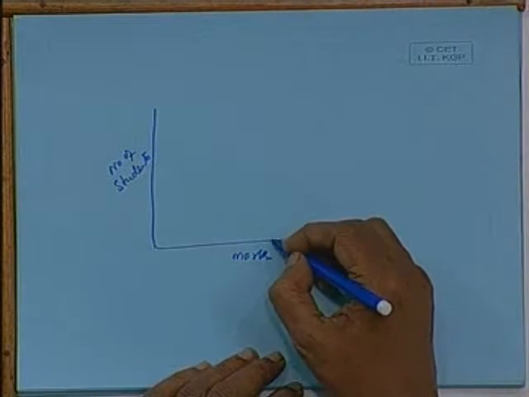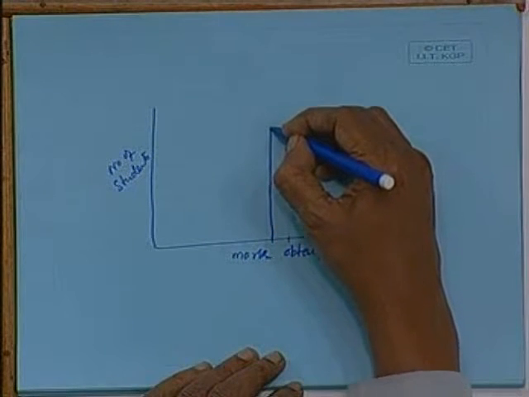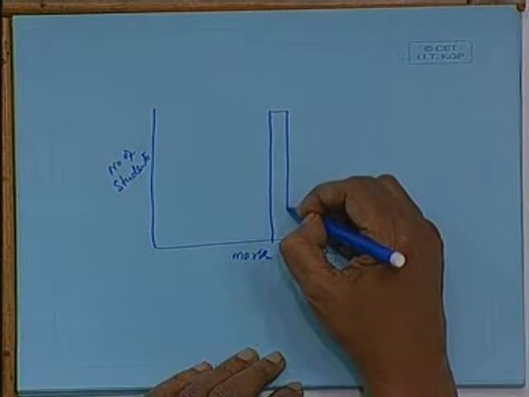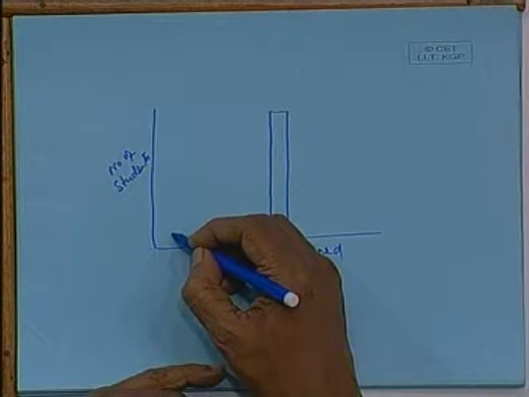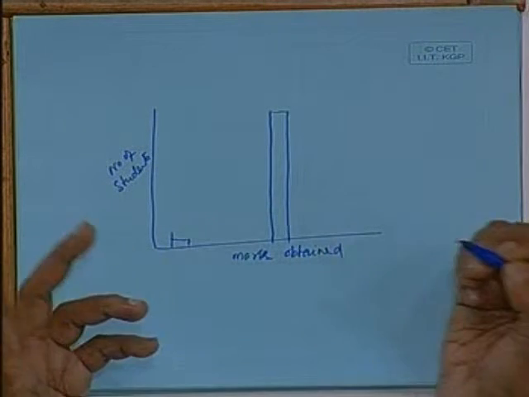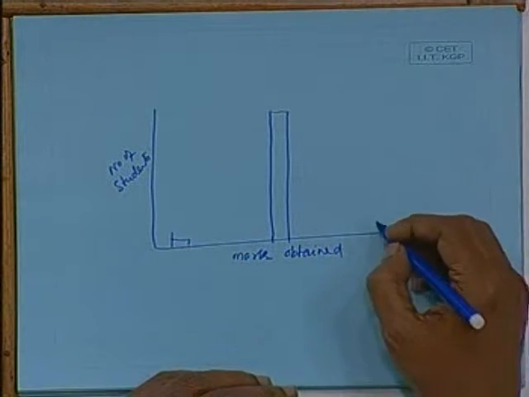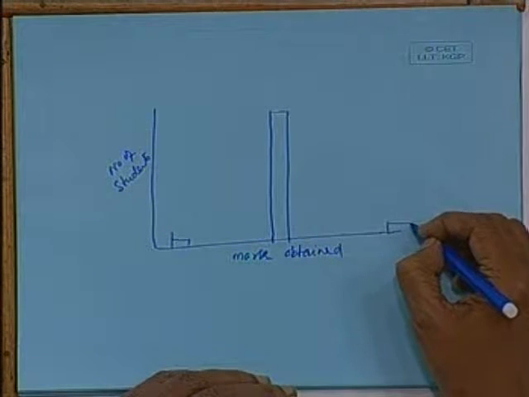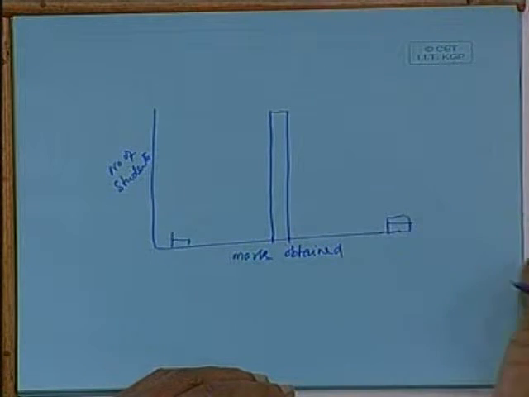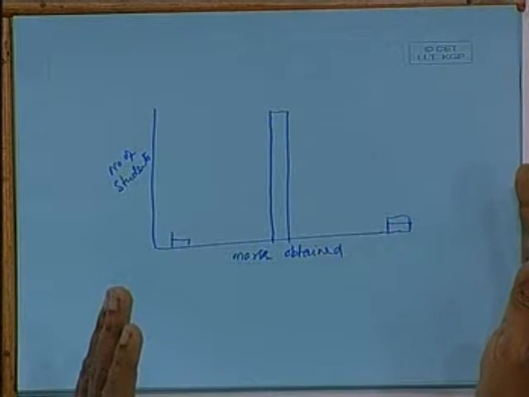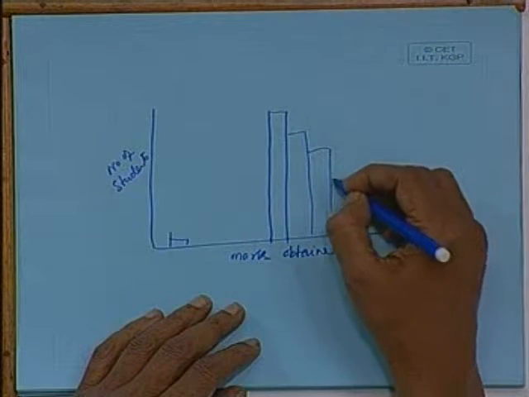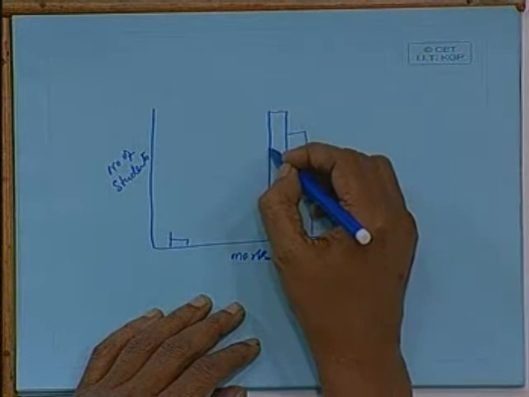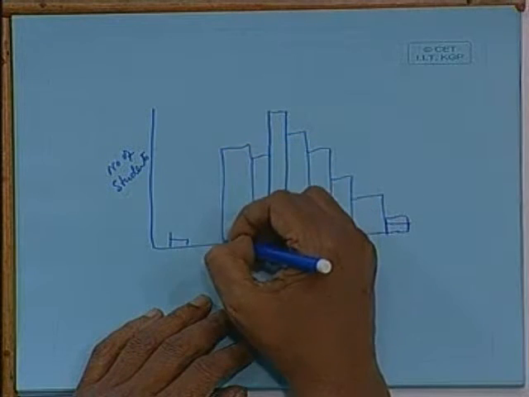What will I get? Between 50 to 60 I will have a large number here, maybe 50 or 60 students will get this, and from 0 to 10 I will get a very small number, maybe 1 or 2 students. Similarly, with 90 to 100 I will get 1 or 2 students, maybe 2, right, and the other things will vary between them, maybe something like this.